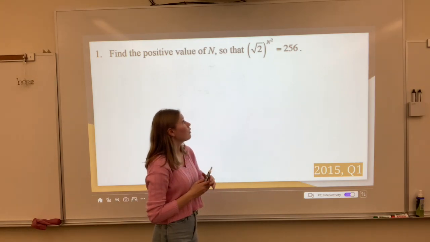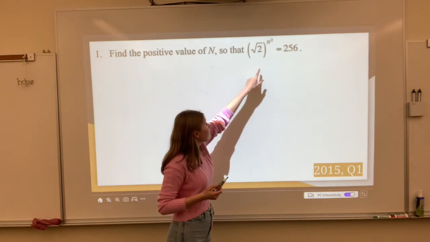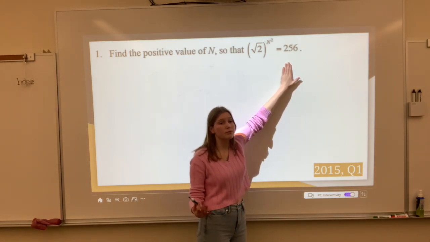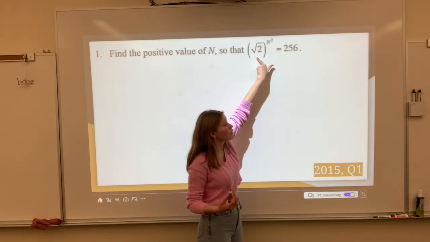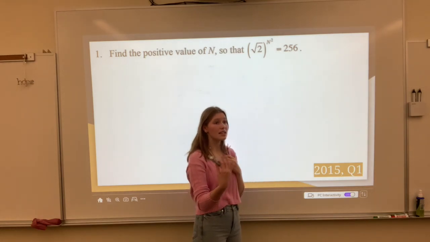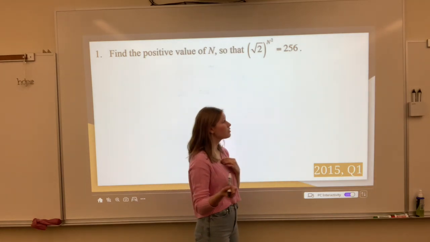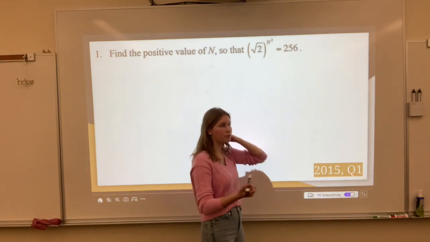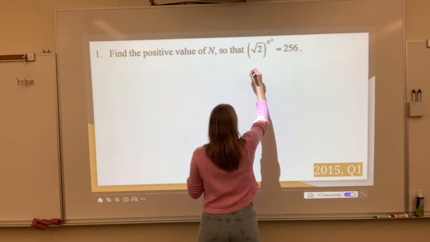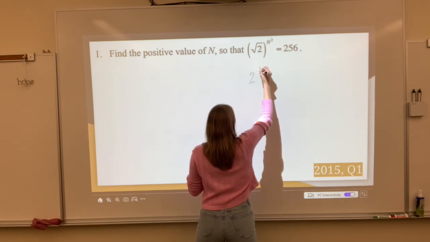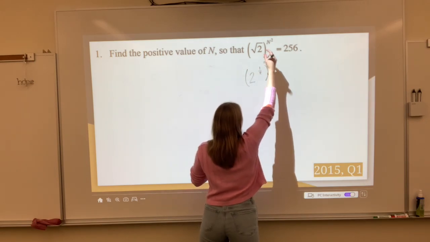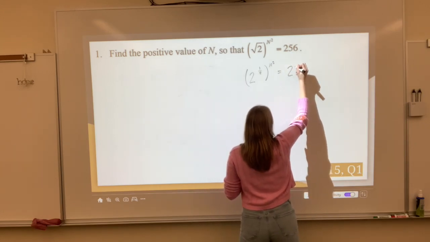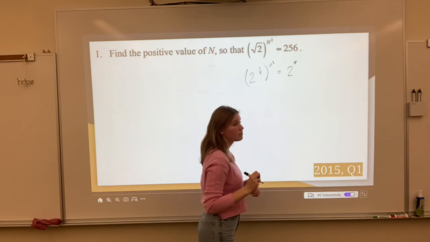Well, we know that 256 is a power of 2, and we know that the square root of 2 is the same as 2 to the 1/2. So I'm going to write both sides of these equations with a base of 2. So we have 2 to the 1/2, because that's the square root of 2, raised to the n squared, equal to 2 to the 8th.